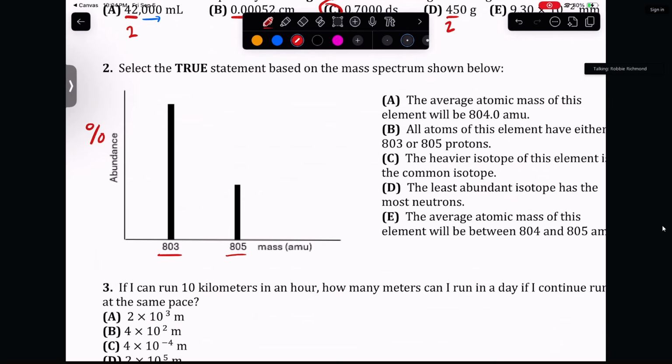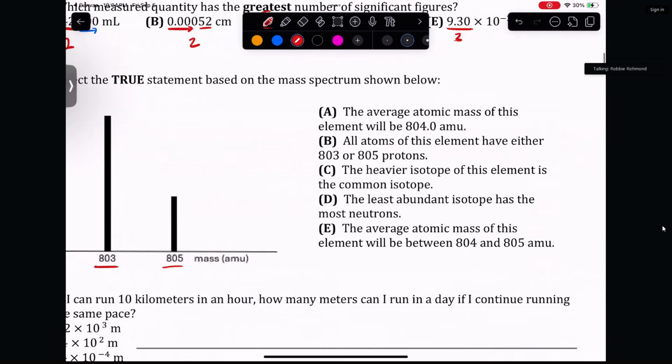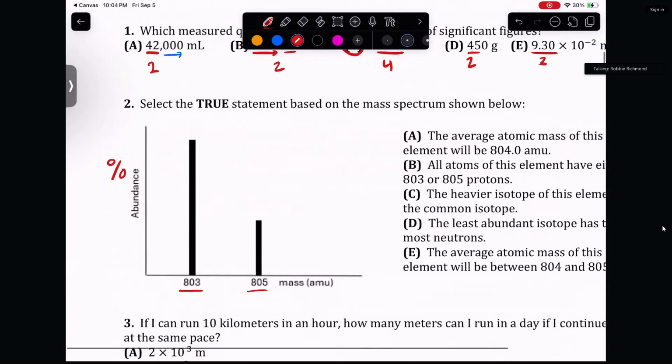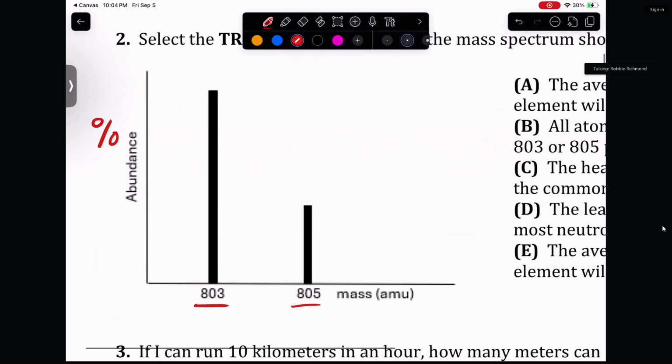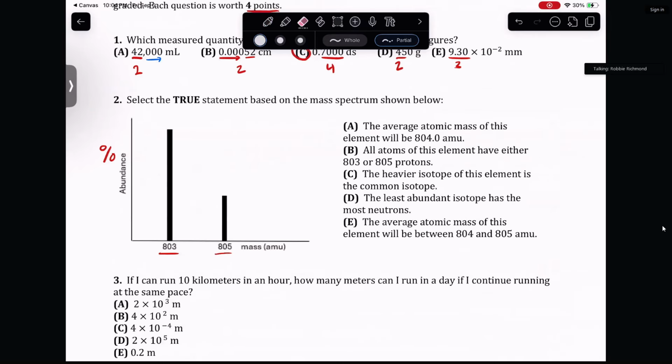Cool. So answer choice A, that says the average atomic mass of this element would be 804 AMU. I don't think we can calculate this just based on these two isotopes are in different percent abundances. If it was 50-50, that would be plausible for the average atomic mass to be 804. But since it's uneven, we cannot say for entire certainty that this is true.